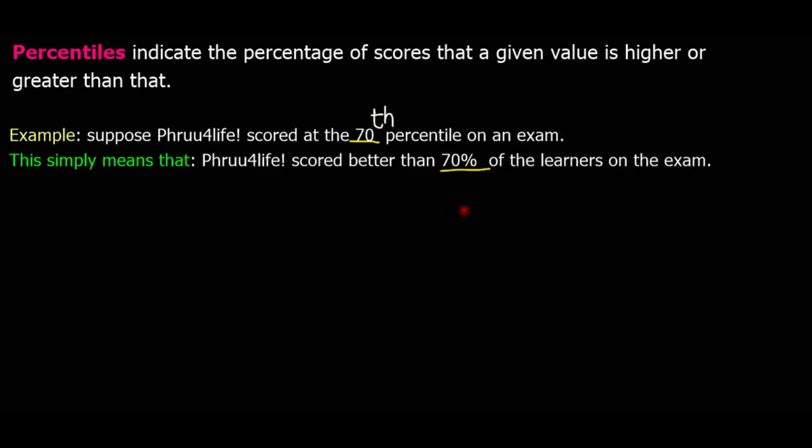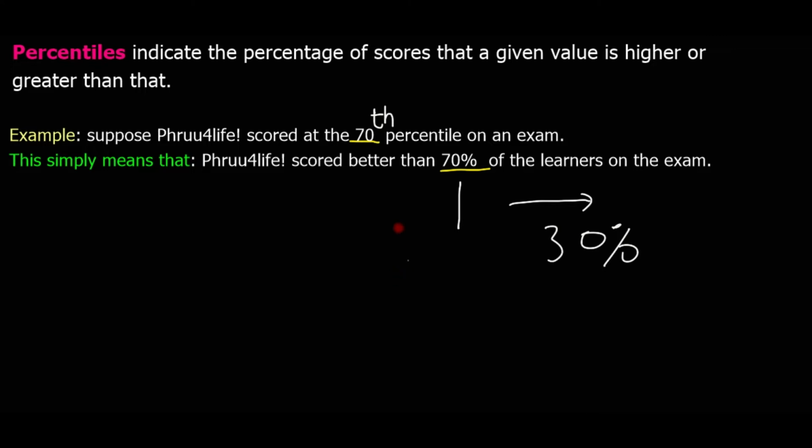She did better than 70% of learners on the exam. In other words, 30% of learners did better than her. But we don't know which score it is; only a certain score is given. But for that score, she did better than 70% of those learners on the exam.